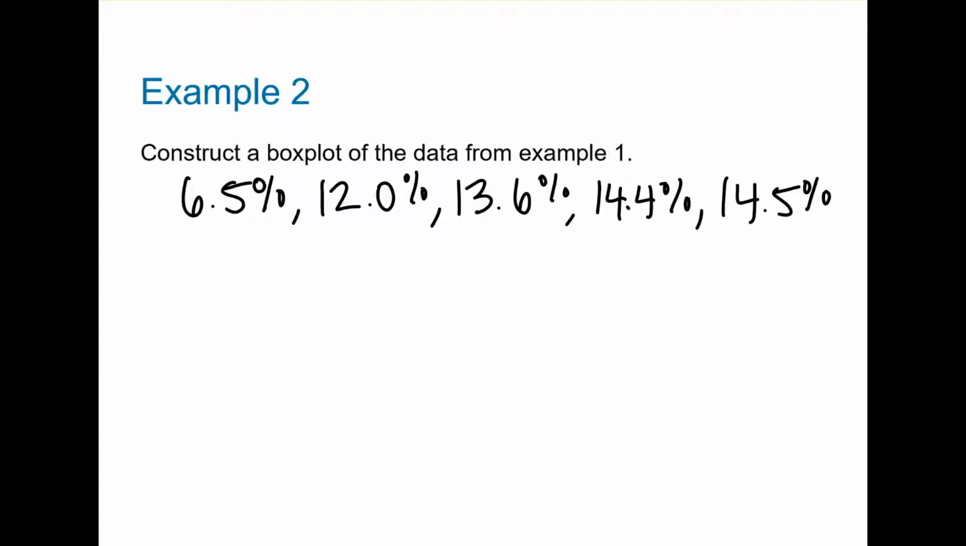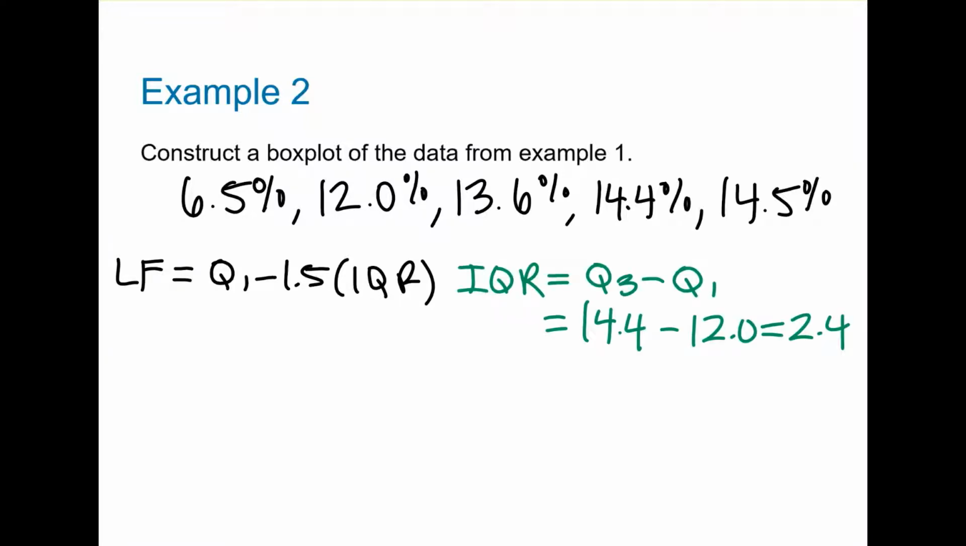outlier. First, let's find the lower fence. The lower fence is Q1 minus 1.5 times the IQR. Remember that the IQR is Q3 minus Q1, and the IQR is 2.4. Now let's substitute Q1 and the IQR into the formula. And the lower fence is 8.4%.